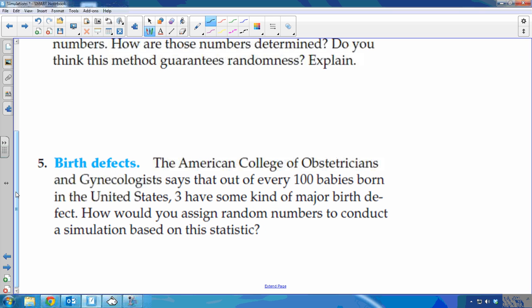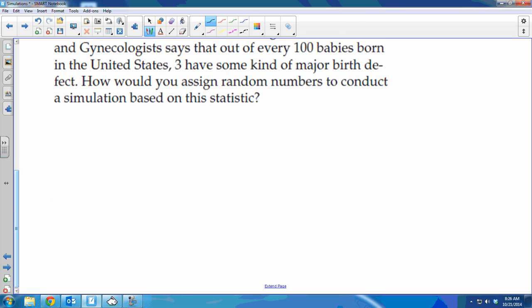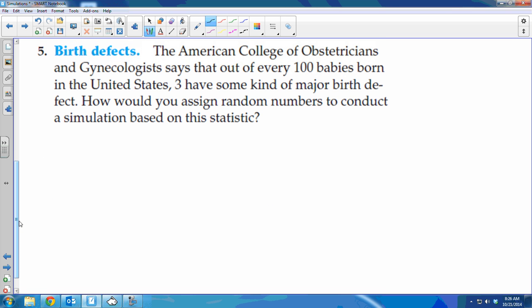The next few examples are going to be doing pieces of simulations, but not a whole one. Okay? So number 5, the American College of Obstetricians and Gynecologists say that out of every 100 babies born in the United States, 3 have some kind of major birth defect. How would you assign random numbers to conduct a simulation based on this statistic? So how would you do the random numbers in this scenario?